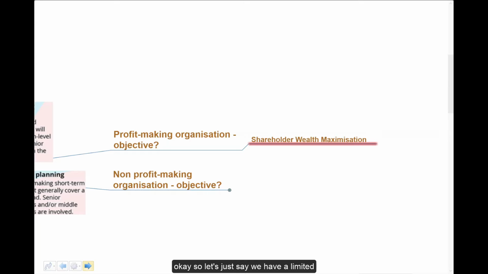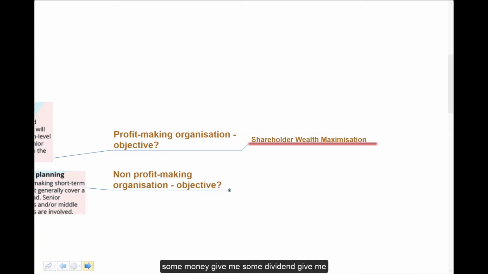So let's just say we have a limited company. It could be a private limited company owned by maybe a few individuals or a family, or it could be a public listed company. At the end of the day, more often than not, those shareholders want two things. They want a dividend distribution, preferably annually, in other words, a return on their investment. And also they want capital growth. What do we mean by that? They want an increase in the value of their shareholding between, let's say, the beginning of the year and the end of the year. So wealth maximization means two things.